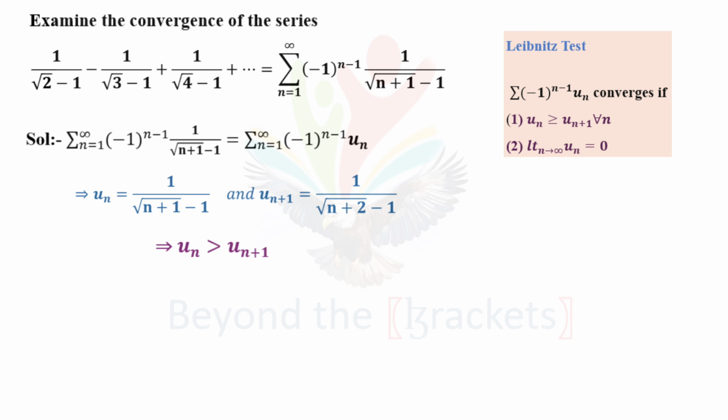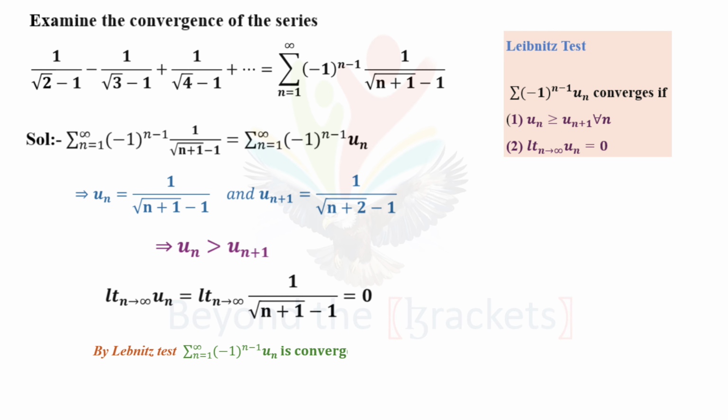of Leibniz test. To verify the second condition, take limit as n tends to infinity of un, which will be limit as n tends to infinity 1 by square root of n plus 1 minus 1, which will be equal to 0. Again, the second condition is also satisfied. Therefore, by Leibniz test, the given series is convergent.